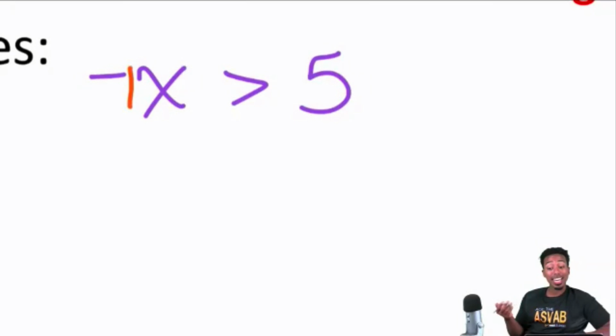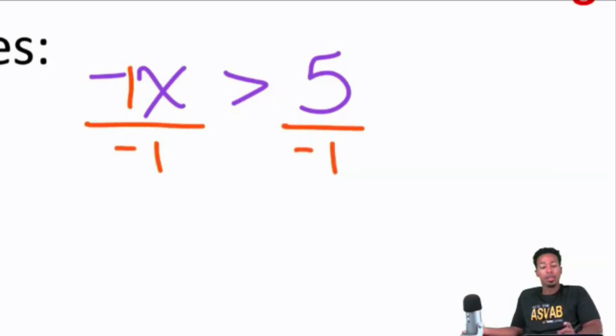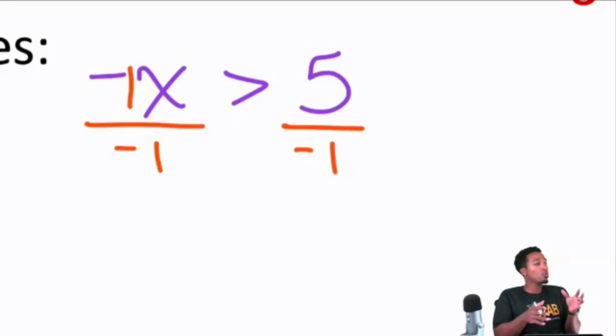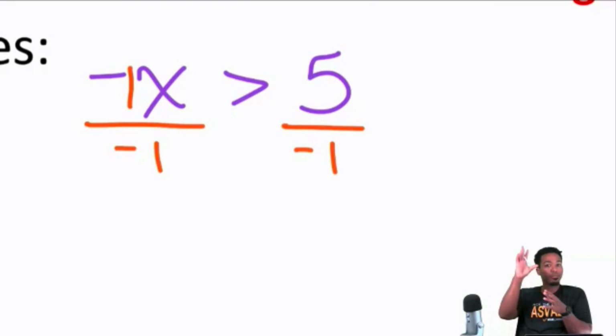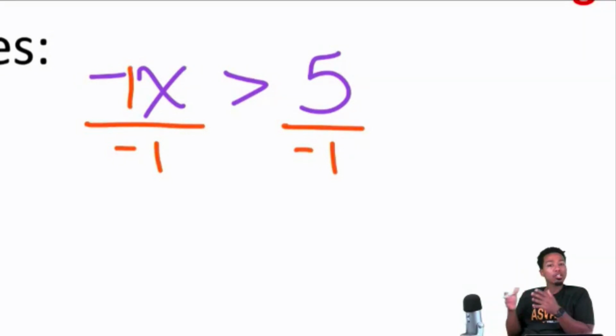Right, multiplication. That's what's happening there. So to solve this, we need to do the opposite and divide by the -1 on both sides. But here's the thing, everybody. Whenever you multiply or divide by a negative, true or false, anytime that you multiply or divide by a negative, you change the sign of the number. True or false?